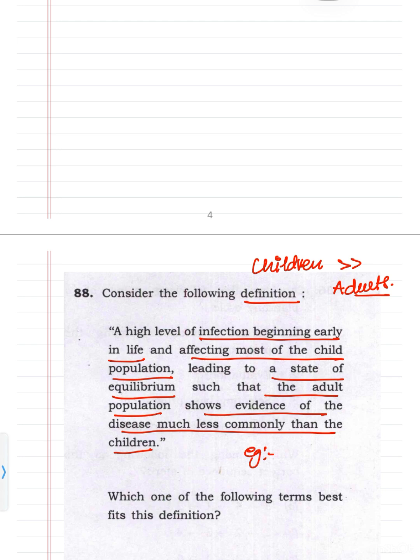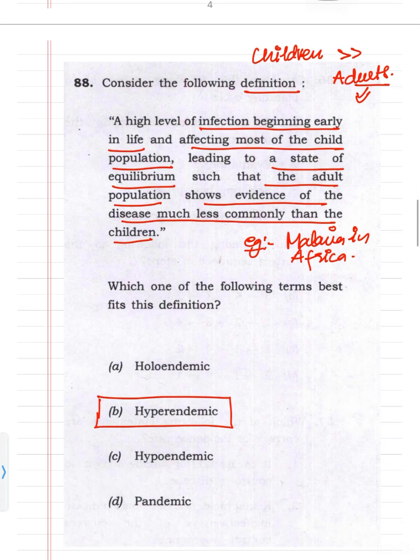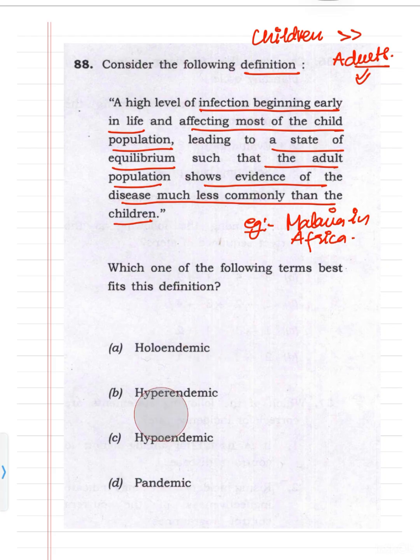Now, for example, you can see malaria in certain parts of Africa. So it is having such a high level of infection of malaria that the children are having higher prevalence of malaria, and as the children go into adulthood, they develop immunity or they go into a state of equilibrium such that the adults are not having that much malaria. So they are asking which one of the following terms best fits this definition. So the answer will be holoendemic.